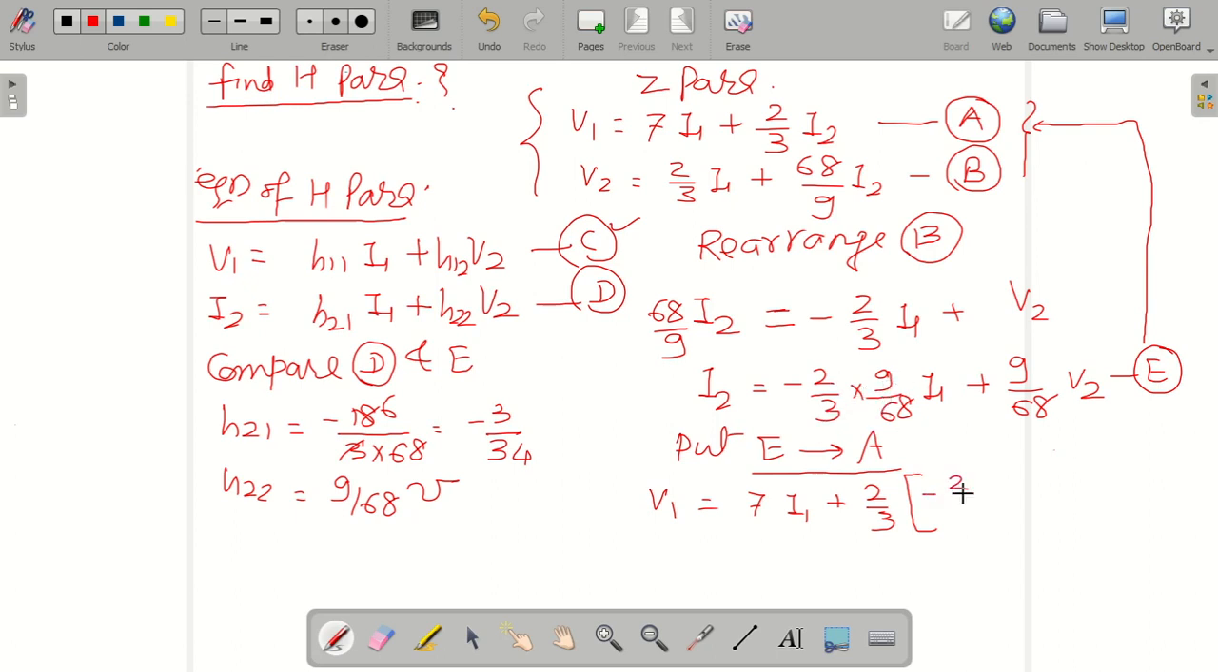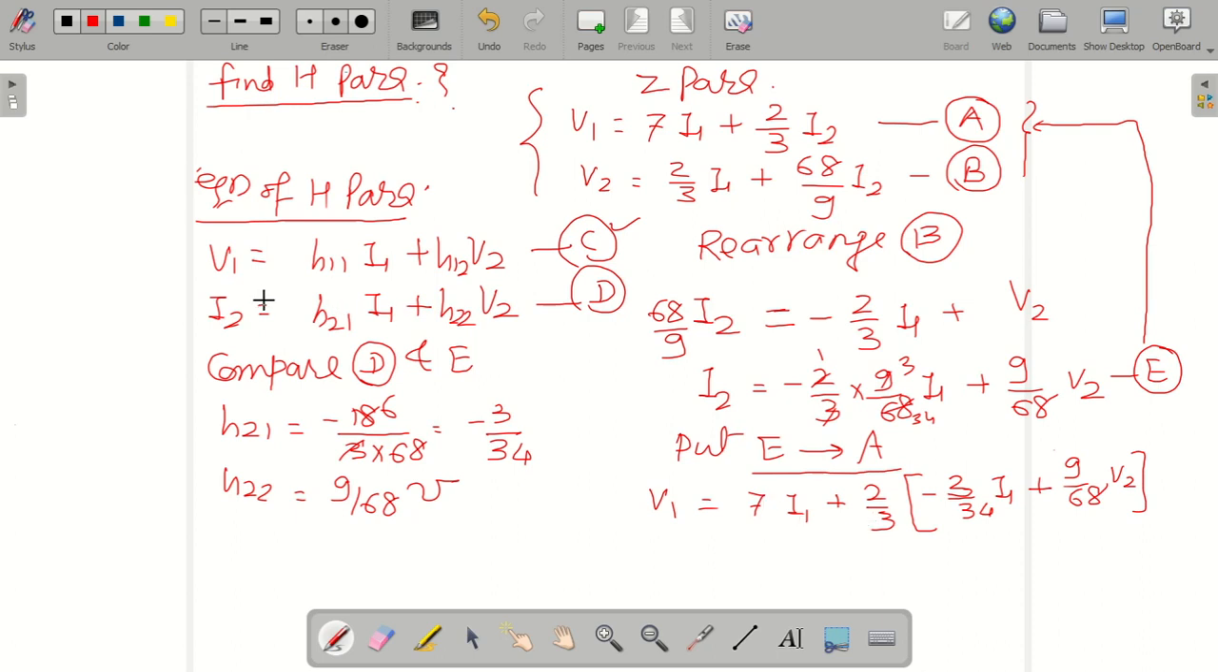माइनस 2/34, राइट ना. सो 3 कट गया, 3 और ये 2 और ये 34. So minus 3/34 I1. Sorry. Minus 3/34 I1 plus 9/68 V2. So I'm putting this value. Okay. So you will get another equation.